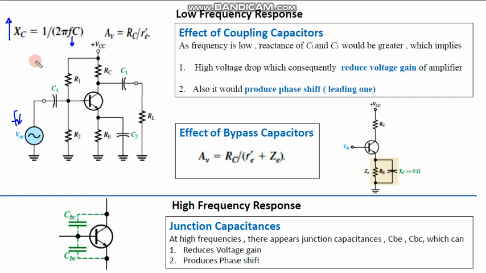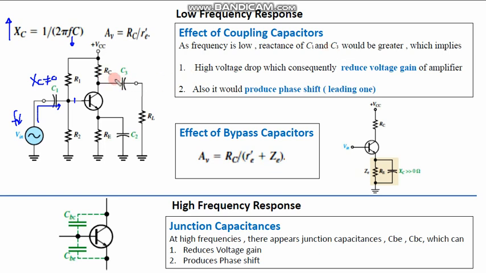So when XC increases, the reactance of these capacitors, particularly C1, increases. So what happens is that when a signal comes over here, there will be a drop. XC is not now equal to 0, so there is a drop in this branch across C1, and due to this, there is a reduced voltage at the base, so it would reduce the overall gain of this amplifier. So that's why we say that as frequency is low, the reactance of C1 and C3 increases.